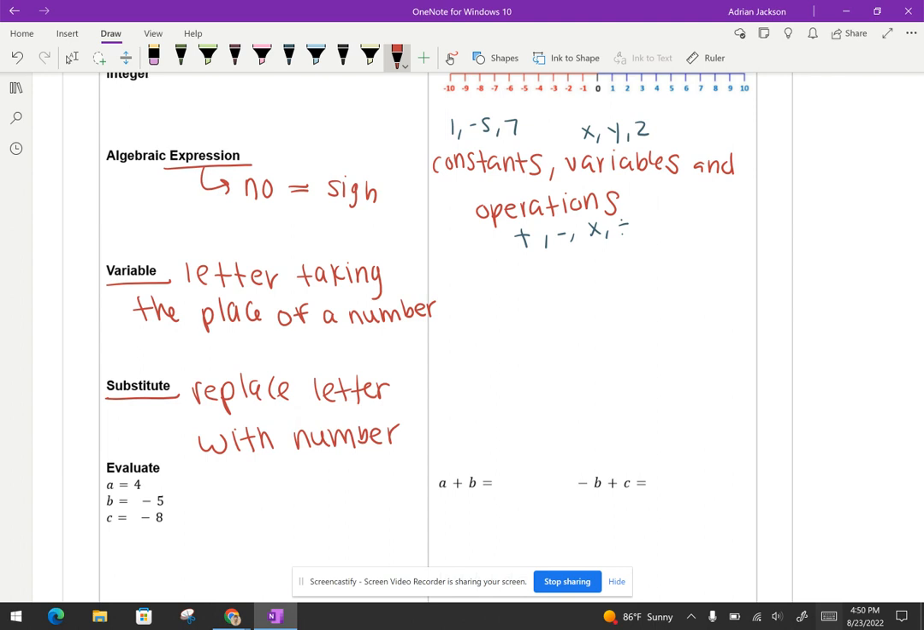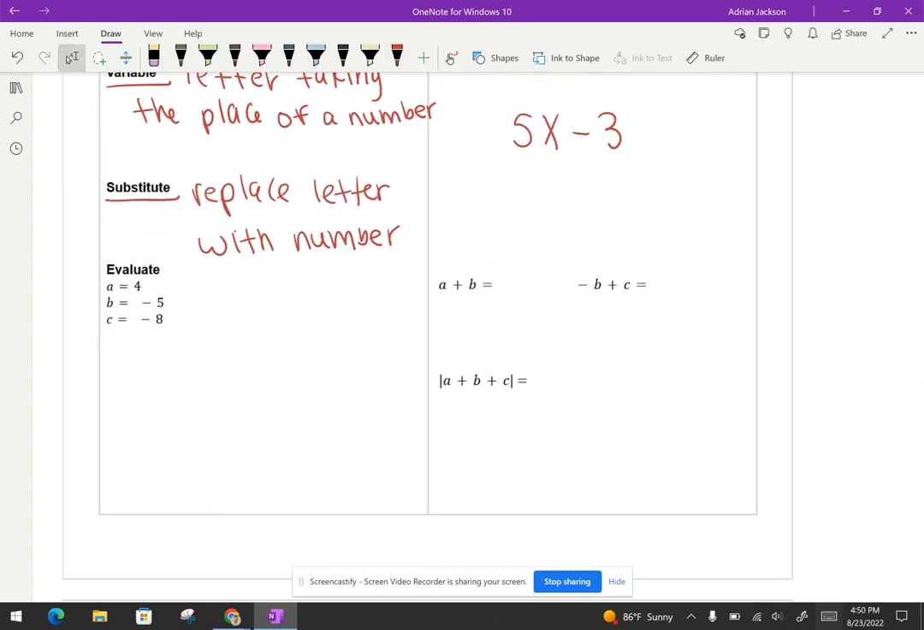A short example of what an algebraic expression might look like is 5x minus 3. So we have our variable, which is the x. We might substitute something in for it. Each section is split up by our operation, which is minus. And that's what we're going to be doing down here, these expressions, plugging in the numbers to get a final answer. So we're going to start with our first one.